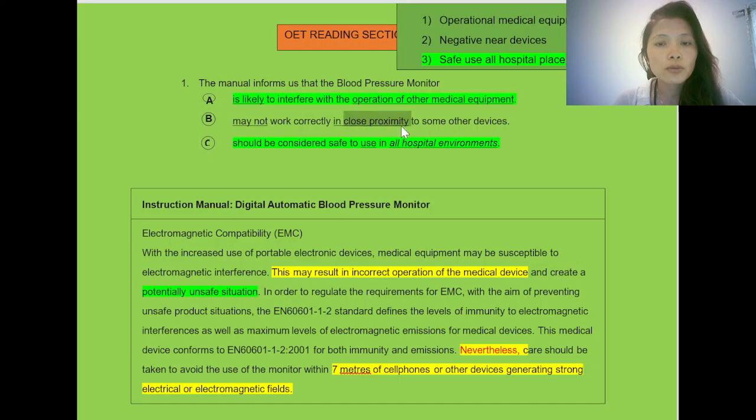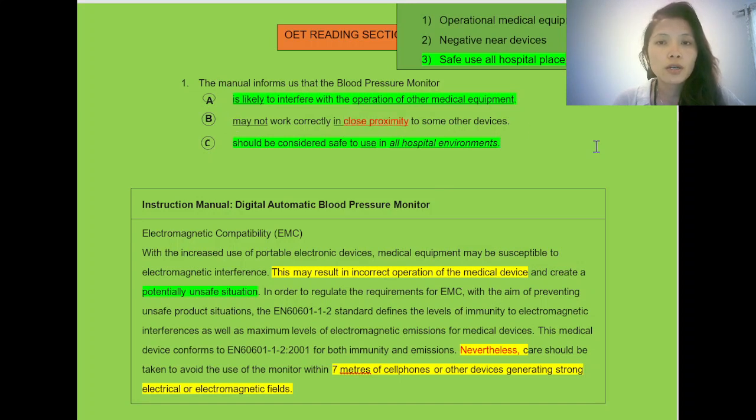I told you close proximity means nearby, right? So where is the nearby? 7 meters. It should be avoided. It should not be used within 7 meters of the cell phone as well as additional devices having a strong electrical field. So it is clearly mentioned that it may not work correctly near some other devices. It should not be used as well as may not work properly. So they are clearly mentioning B. So B is the answer.